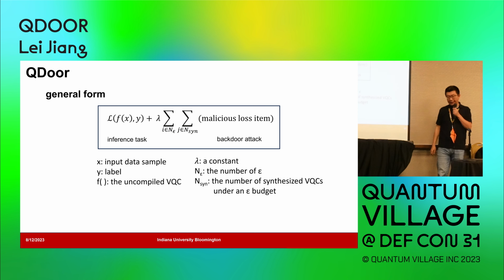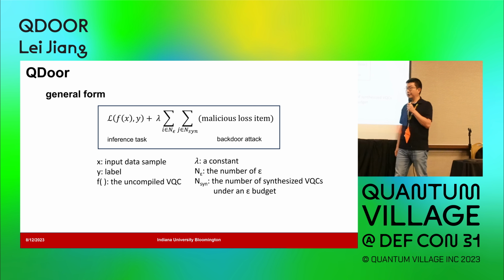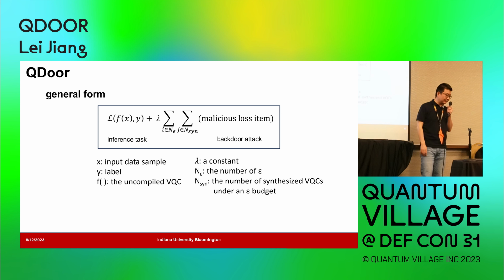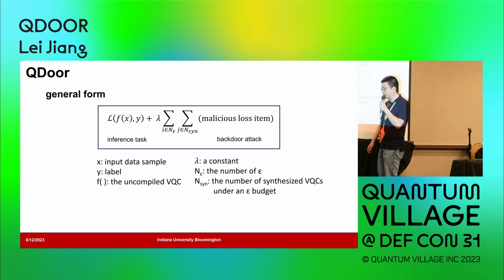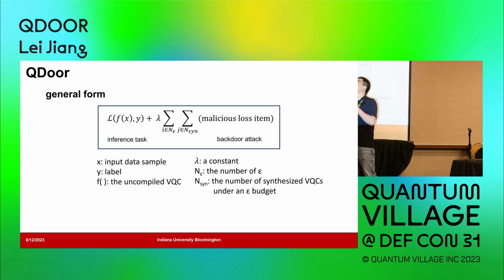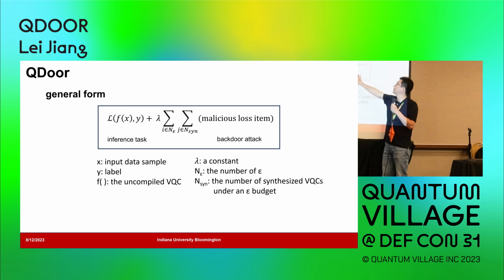So here is the general form of the QDoor. It includes only 2 loss items. The first one is for the normal inference task. The second one is for the malicious loss item.